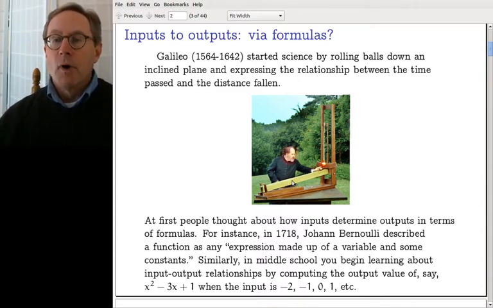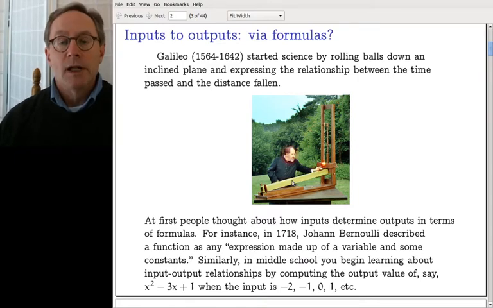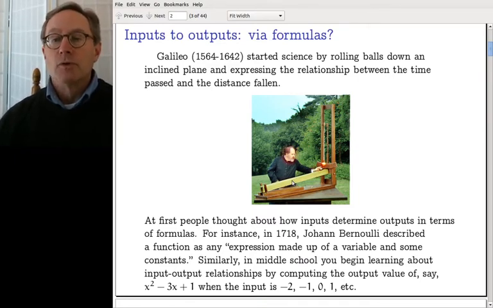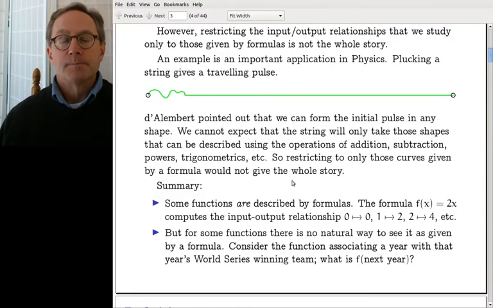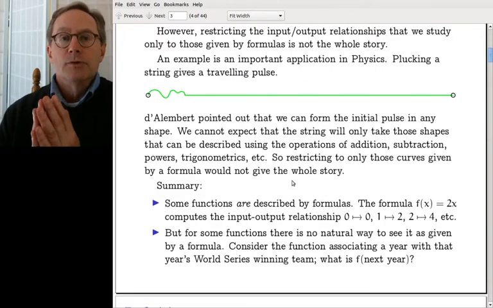At first, people thought about how inputs determine outputs in terms of formulas. So, for example, in 1718, Bernoulli described a function as an expression made up of a variable and some constants. And similarly, in middle school, you begin learning about things like x squared minus 3x plus 1, and you practice what happens when the input is minus 2, what happens when the input is minus 1. However, pretty soon the limitations of that became clear.